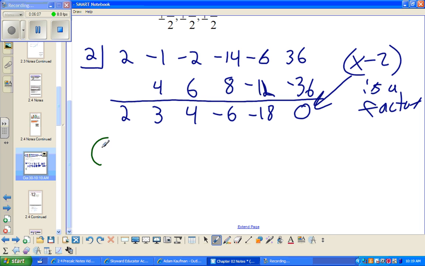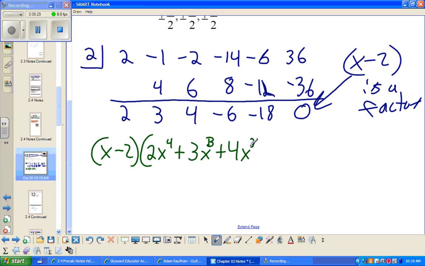So f of x now is equivalent to x minus 2 times this fourth degree polynomial that I have, which would be 2x to the fourth. That 2 comes right here, plus 3x cubed plus 4x squared minus 6x minus 18.